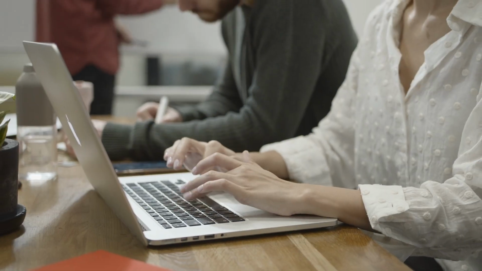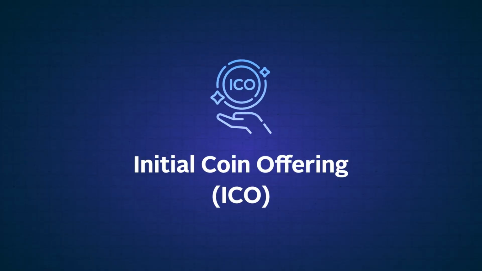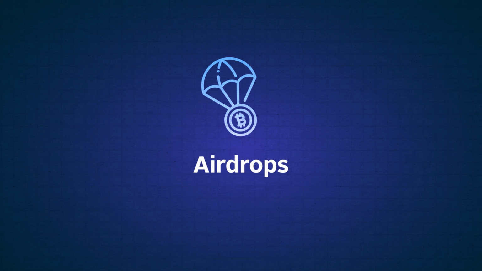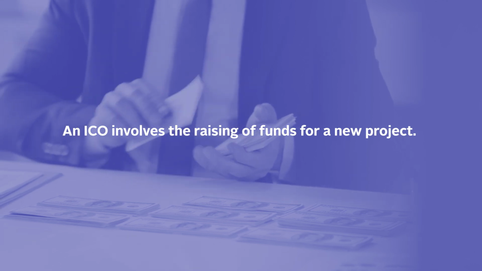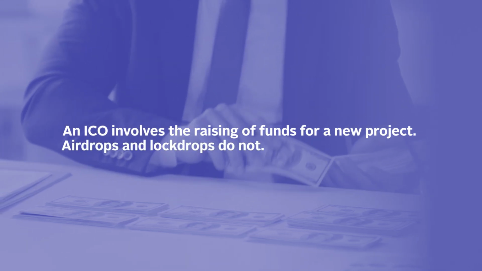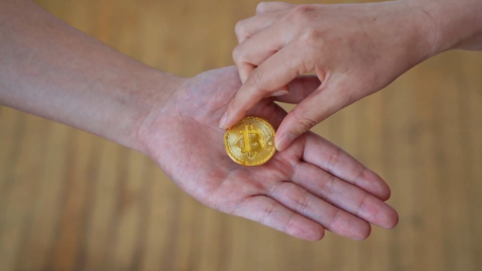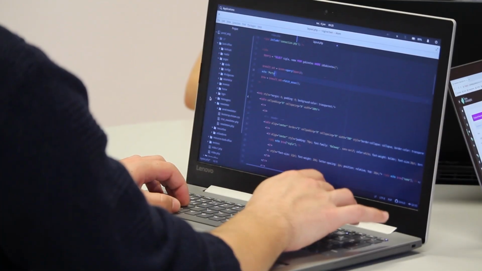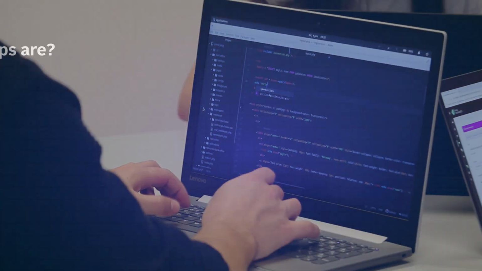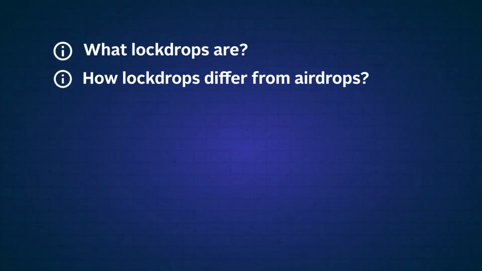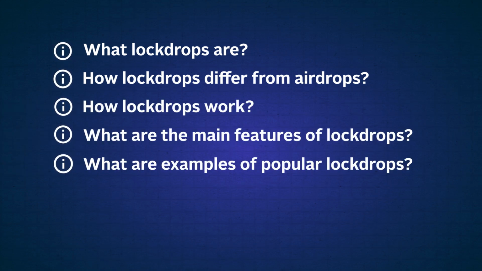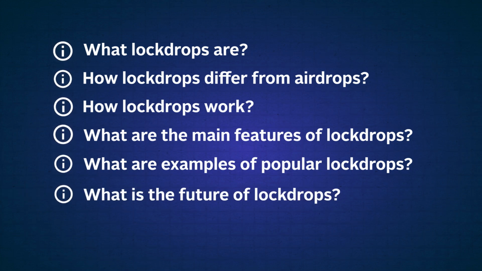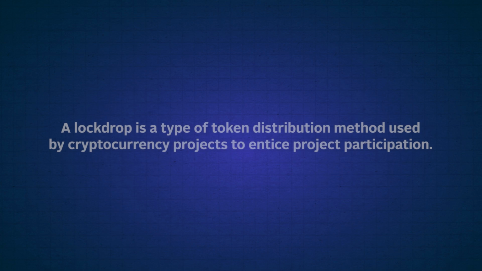New projects usually bootstrap their initial phases through one of three ways: initial coin offering, or ICO, airdrops, and most recently, Lockdrops. An ICO involves the raising of funds for a new project. However, airdrops and Lockdrops do not. Instead, they distribute free tokens to users in slightly different ways. In this video, we'll look at what Lockdrops are, how they differ from airdrops, how they work, the main features of Lockdrops, examples of popular Lockdrops, and the future of Lockdrops. Let's get started. So what is a Lockdrop?